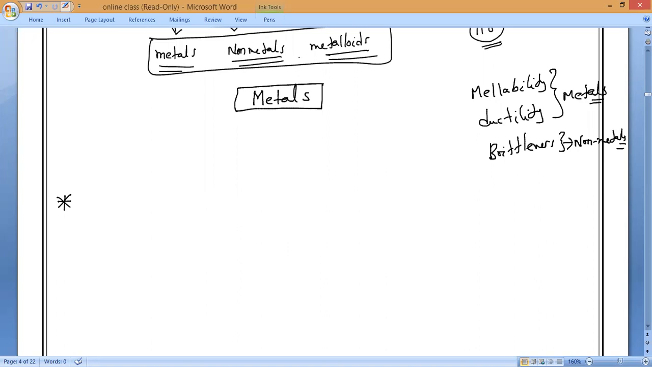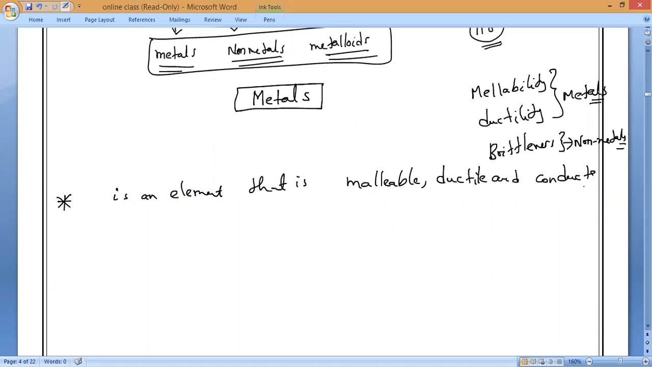So what is the definition of metals? Write it: a metal is an element that is malleable, ductile, and conducts electricity. That is what we call metals.